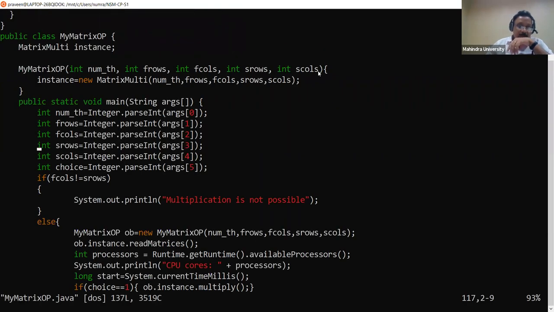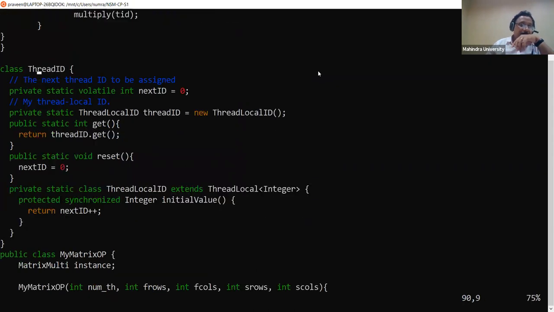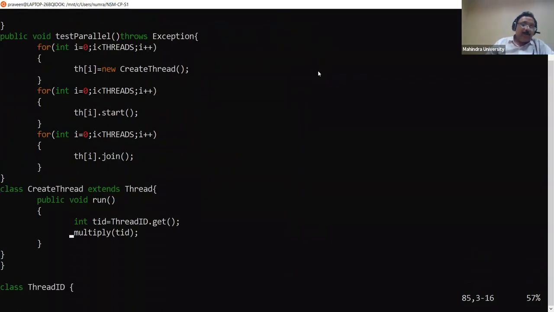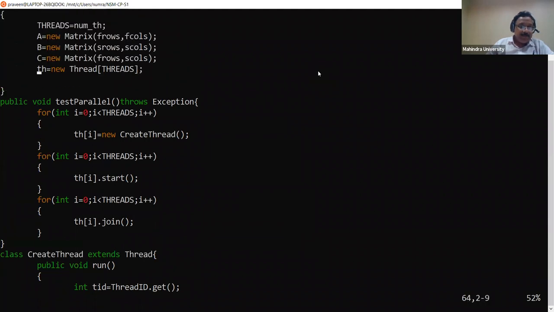When you look at the source code of this particular program, it is very simple and straightforward. Here we have a constructor. In that constructor, we initialized these 3 arrays, A, B, and C. After that, we are going to initialize the number of threads.